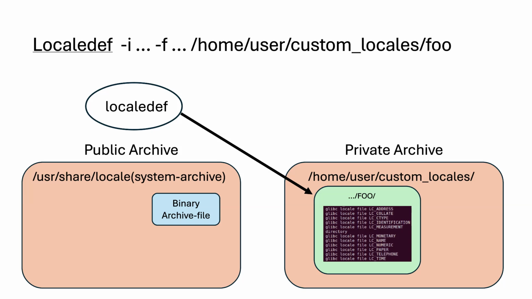We can also generate locales outside the system-wide archive entirely, though this isn't localedef's default behavior. Passing a path instead of a name generates the locale directory anywhere we want on the system. These are commonly known as private locales, since they exist outside the system-wide locale archive that all programs access for locale information on the system. This is useful for programs or users wanting to use custom locales instead of relying on system-wide ones.